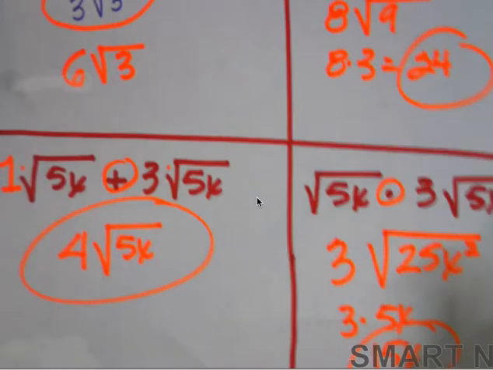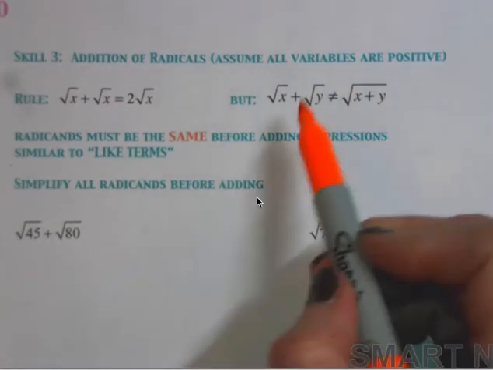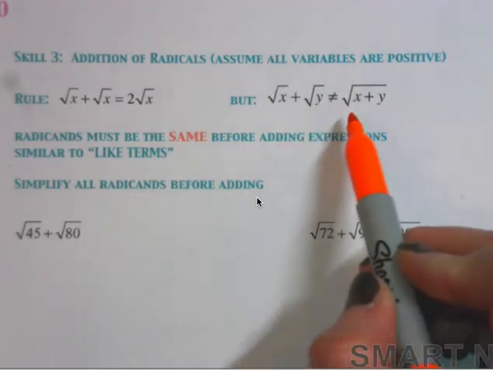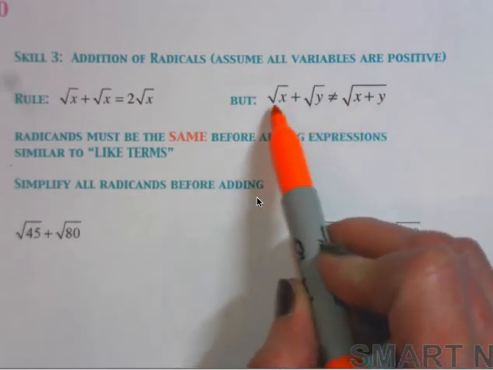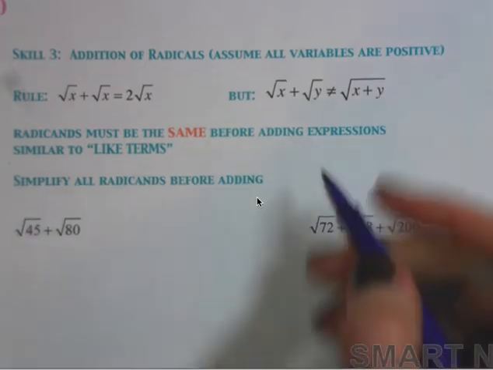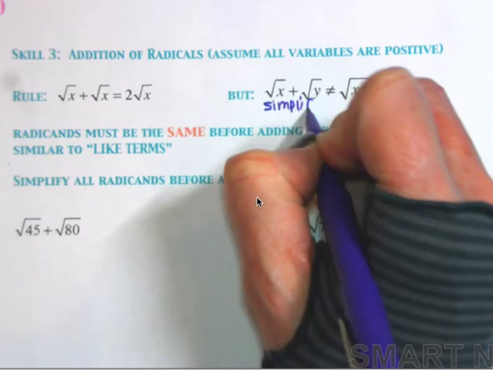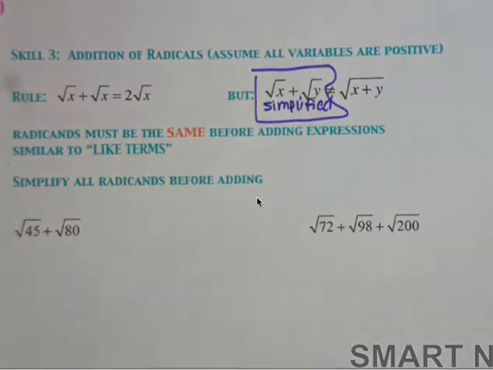I'm now going to move back to the notes, back to page number 10. And at the top, I have this example: the square root of x plus the square root of y does not equal the square root of x plus y underneath the same radical. In fact, this would be considered already in its most simplified form because they're not like radicands. So this is already as simplified as it can possibly get.